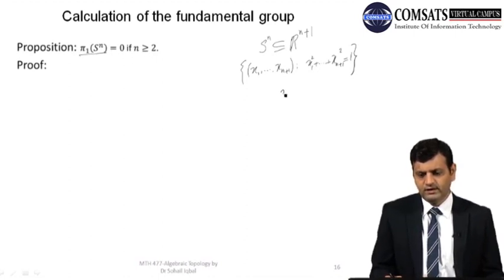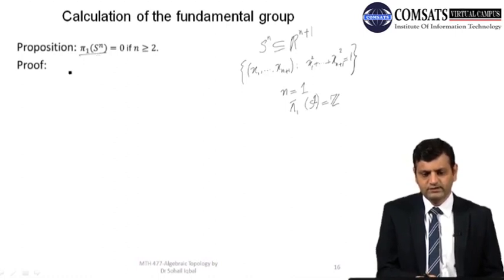So we have seen that when n is equal to 1, then we have pi 1 of S1 equal to Z, and we will prove it in our next lecture. But in this lecture we are going to show that whenever n is greater than or equal to 2, so above 1, every fundamental group of this n-sphere is going to be 0. So how to show this result?